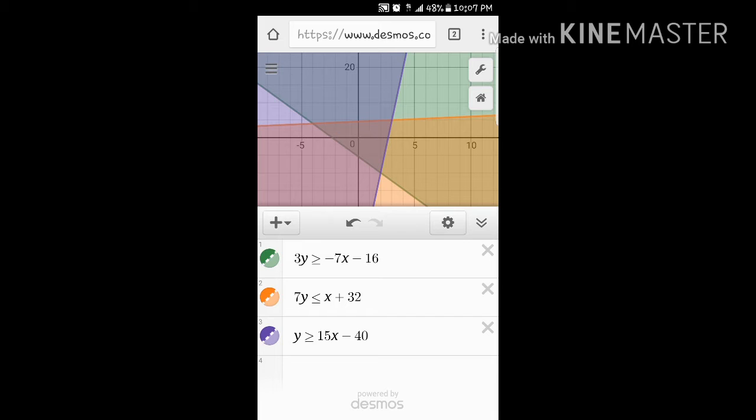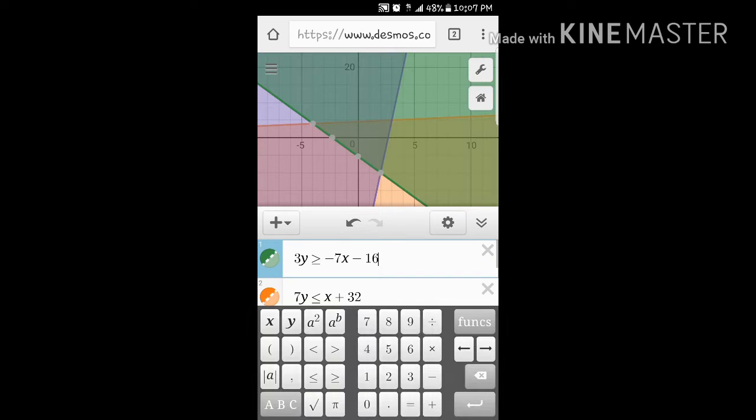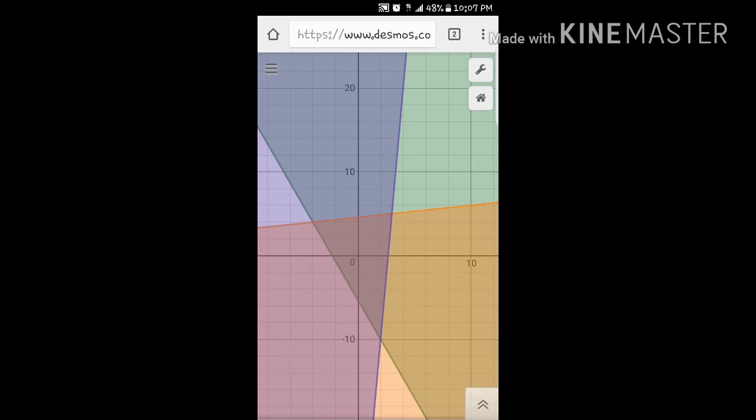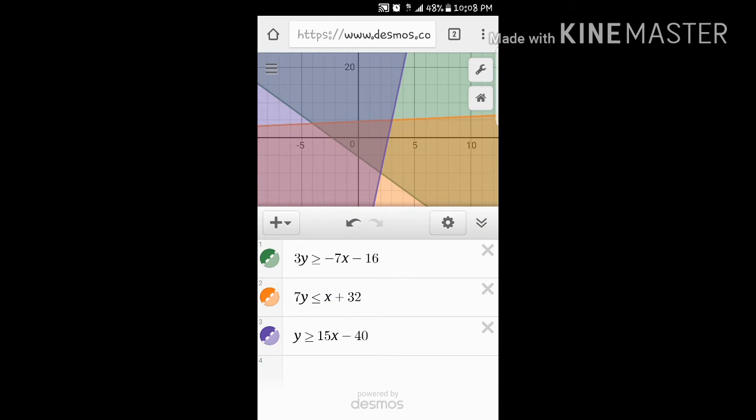Alright, guys, so this next example is a little more special because now there are 3 inequalities, 3 lines. So what you're gonna do is go to your Desmos graphing calculator, or if you're using a school calculator, I'll be showing the steps at the end of the video because I don't have that calculator right now.